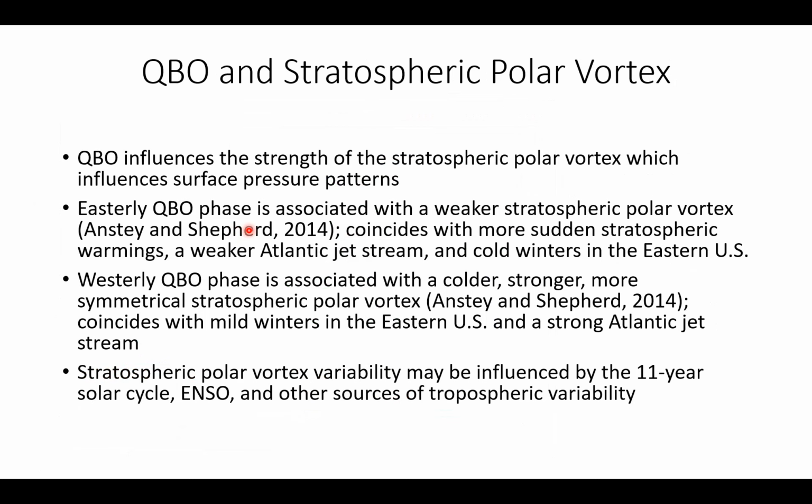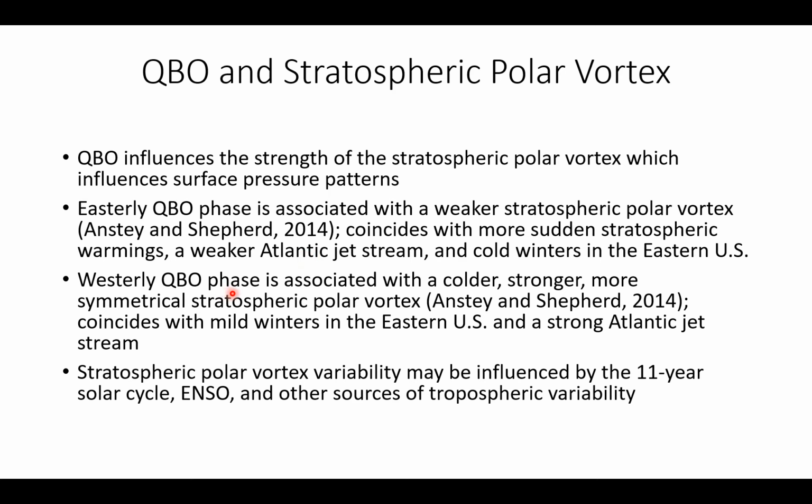The easterly QBO phase is generally associated with a weaker stratospheric polar vortex. Now that's interesting. That was research conducted by Anstey and Shepard back in 2014. By the way, you get easterly QBO, you get a weaker stratospheric polar vortex. What happens next in the domino effect? You get more sudden stratospheric warmings. You get a weaker Atlantic jet stream, and you get colder winters in the eastern U.S. So it's all connected. What happens in that wind field above the equator in the stratosphere really does matter to mid-latitude weather in the winter, believe it or not.